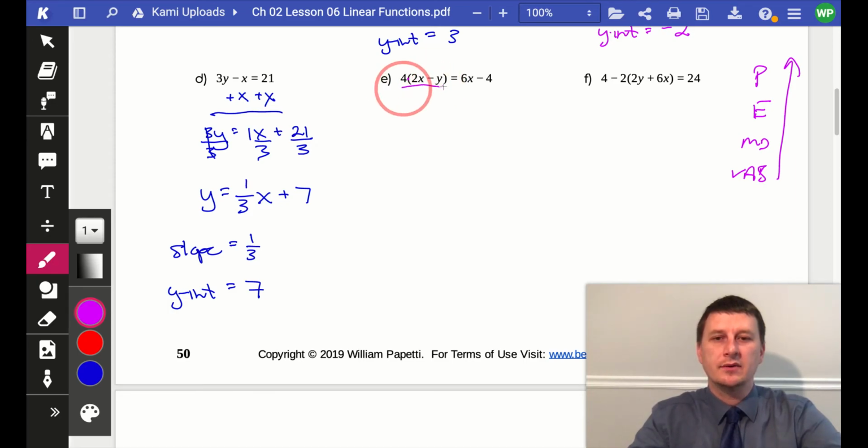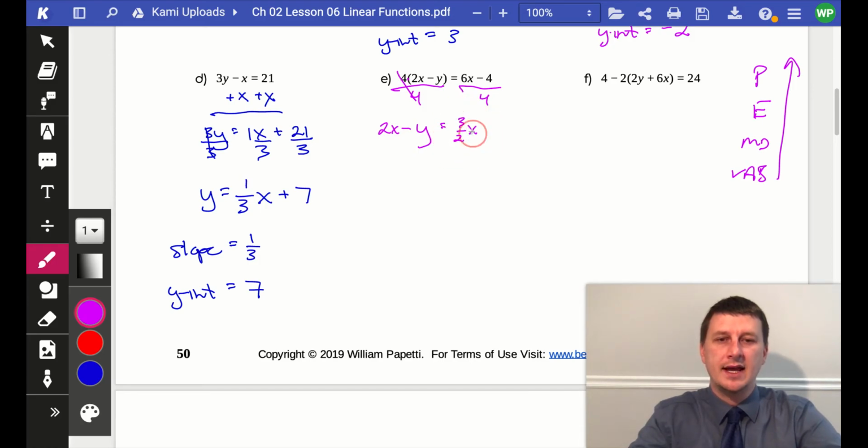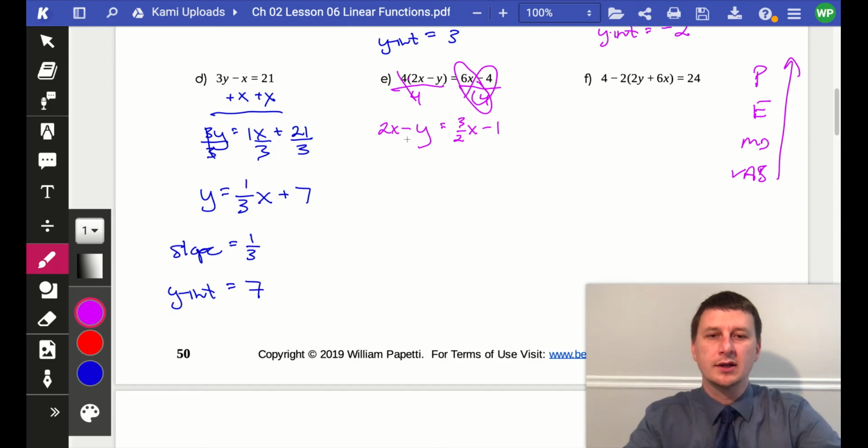So the first thing we want to do is divide it all by 4. The 4 divided by 4 will cancel out. I'll be left with just the 2x minus y over here is equal to, 6 over 4 is going to give me 3/2 x minus 1. Because remember, you're dividing both things by 4, both terms by 4.